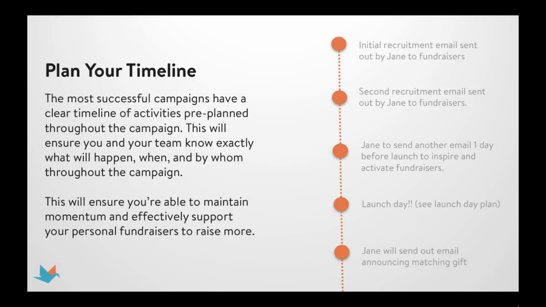The next thing you really need to do is plan your timeline. And so the most successful campaigns we've seen over the past 7 years have a clear timeline of activities pre-planned throughout the campaign. This will ensure you and your team know exactly what will happen when and by whom throughout the campaign. And so this actually ensures that you can maintain momentum. So, at the beginning, you're planning for success. And if you're going to plan for success, you need to plan through.